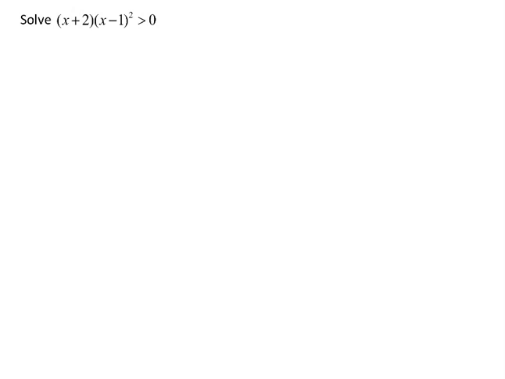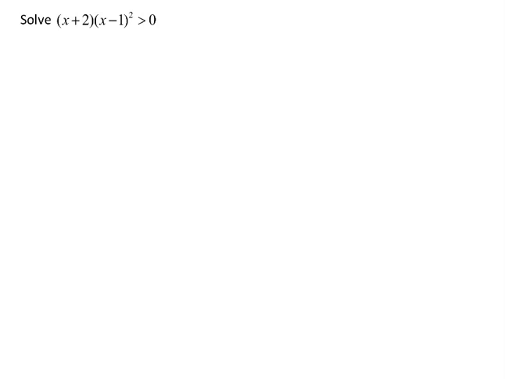Here we have what we call a polynomial inequality that we want to solve. So we want to know when the polynomial x plus 2 times x minus 1 squared is greater than 0. For a polynomial function, it could switch from being above to below or below to above the x-axis only when we have a horizontal intercept.